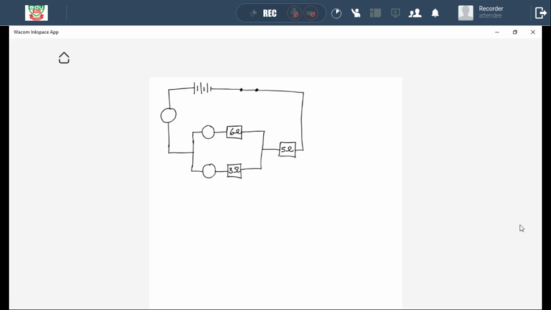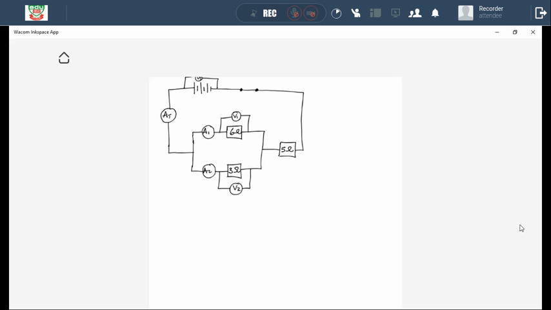Right. So let me put the total current, and let me call this AT because it measures the total current, right? And this one A1 and this one A2, right? As simple as that. Now, I have got a voltmeter here, which is across the power supply, and I've got another voltmeter here, which is V1, and I've got another voltmeter here, which is V2, right?